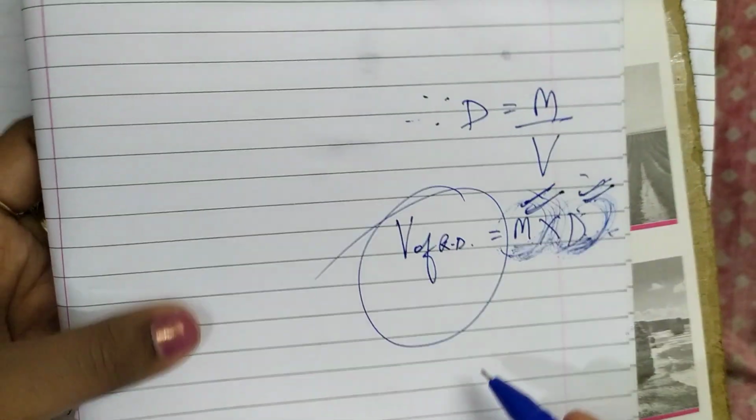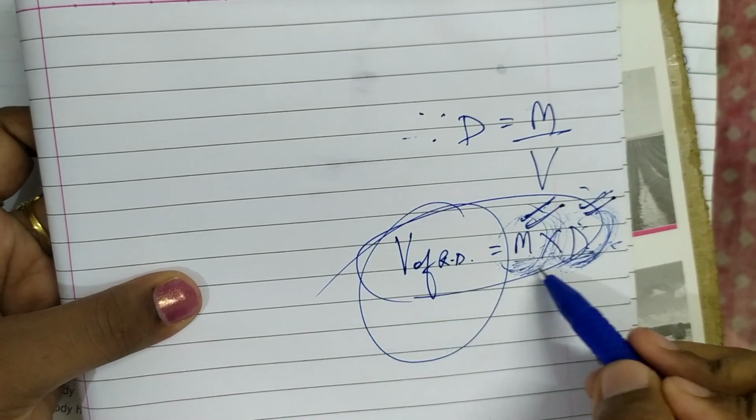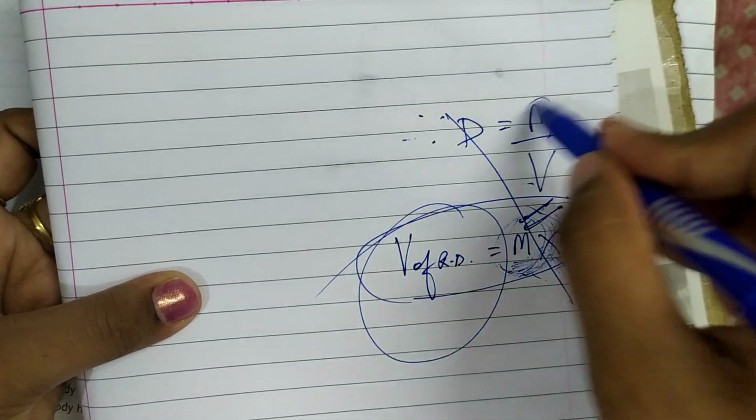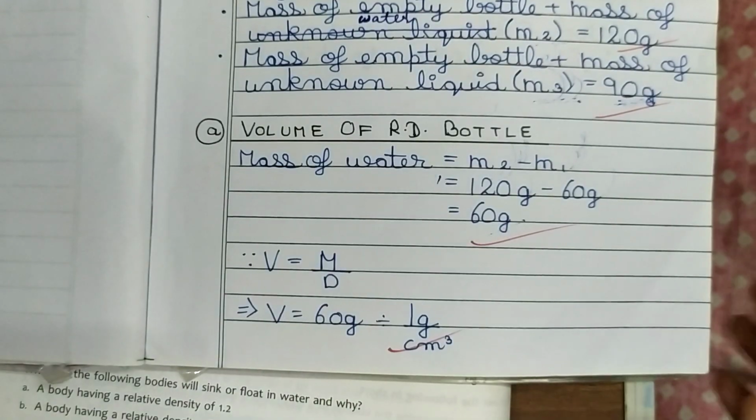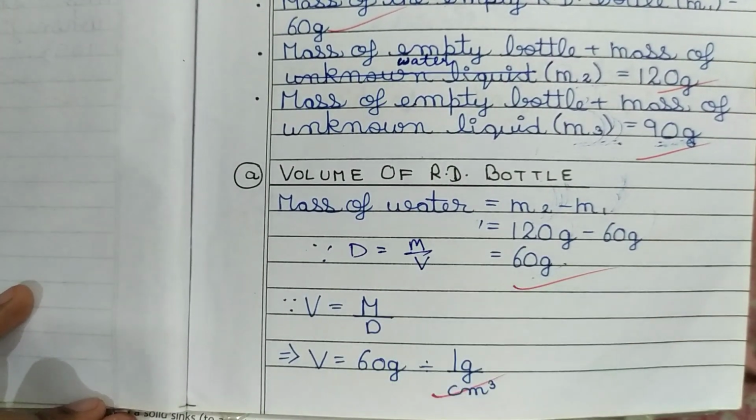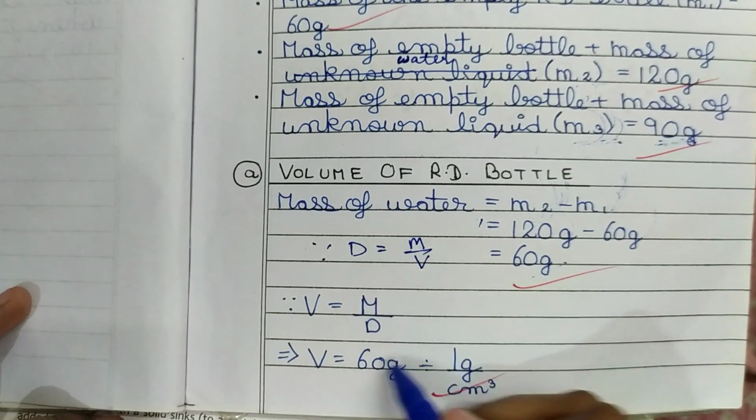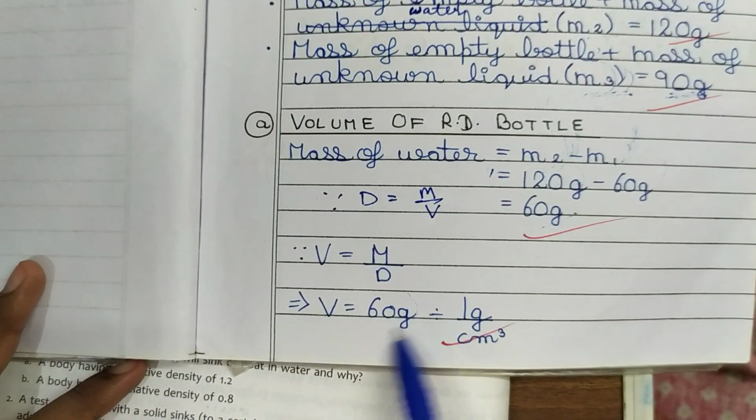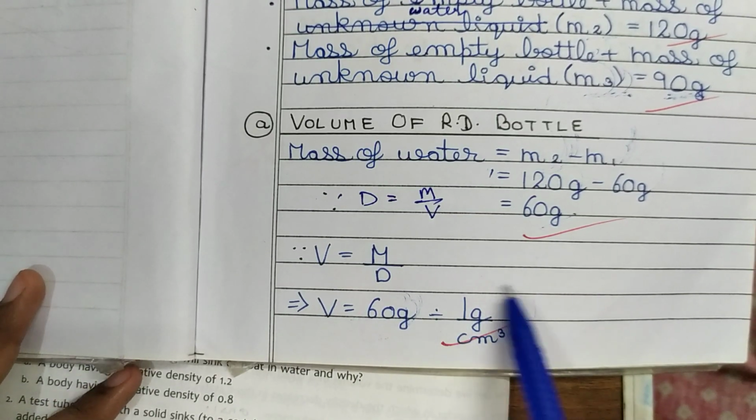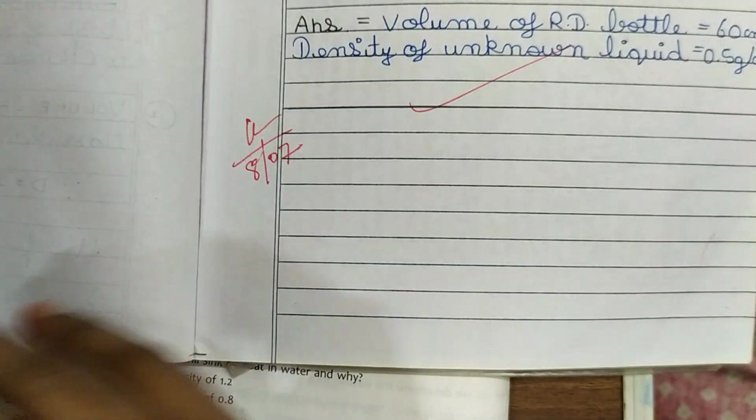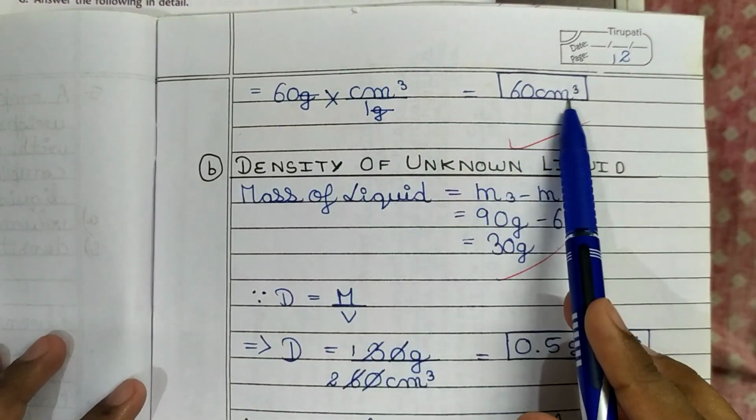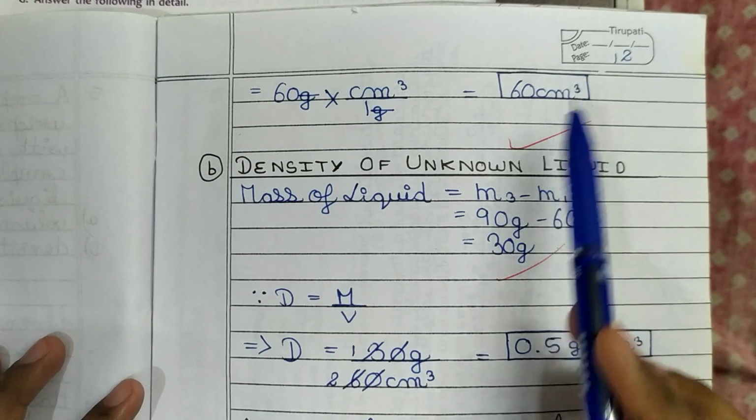Sorry children, I explained this thing wrong. It's not that volume is equal to mass into density. Volume is equal to mass upon density. Okay, now you know that since density is equal to mass upon volume, so volume is equal to mass upon density. So what is the mass of the water? 60 gram. And the density of the water you already know in the CGS system, 1 gram per cubic centimeter. Now the volume of the water after solving is 60 cubic centimeter.